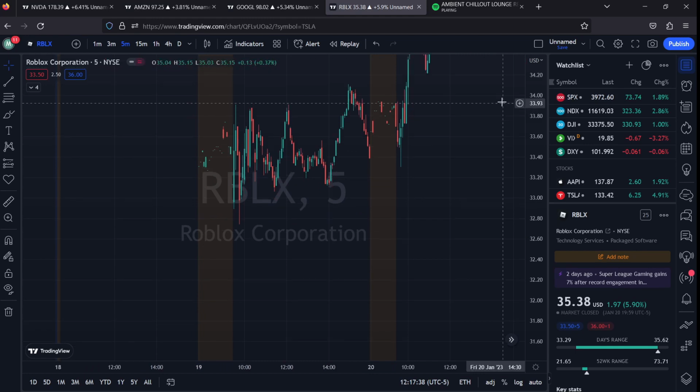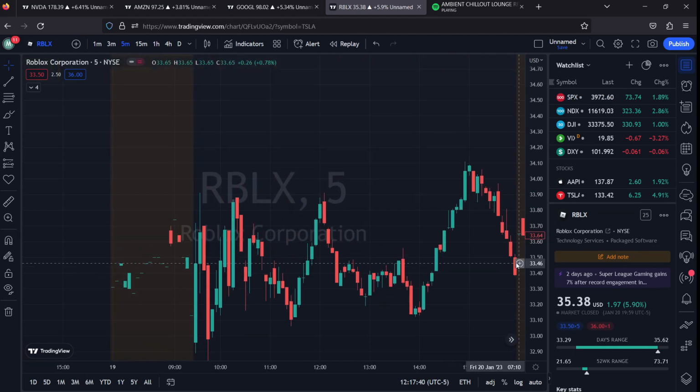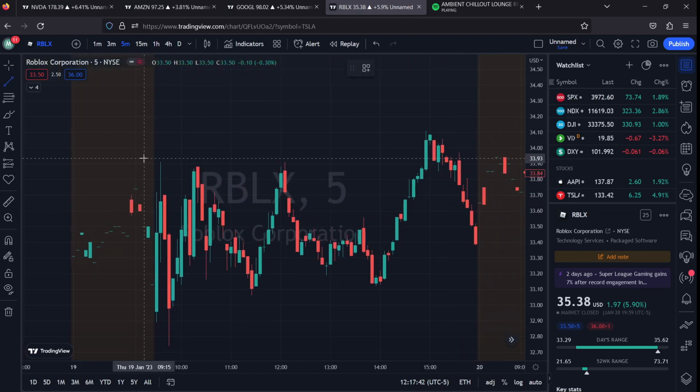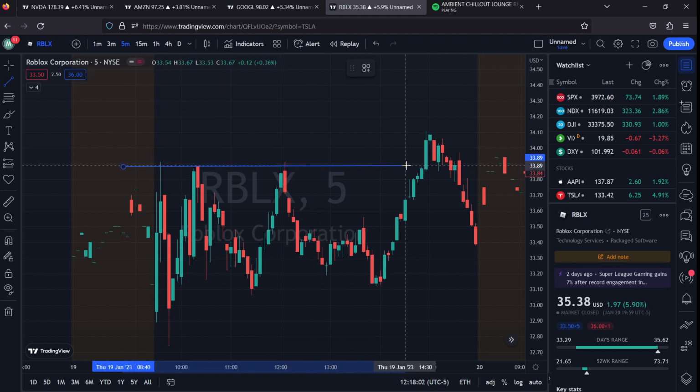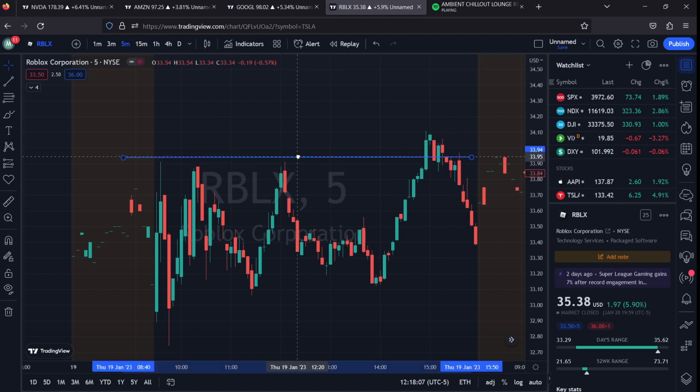So for finding these, I'd say this is an intraday level here on Roblox that you can play. You can either play the break, which happened over here at the end of the day, or you can play rejections off of it. So you're looking for levels where there's multiple rejections or multiple halts in price. Then once you get those, you just want to draw a flat line and then adjust. You can pick it up and adjust it based off of where you drew it.